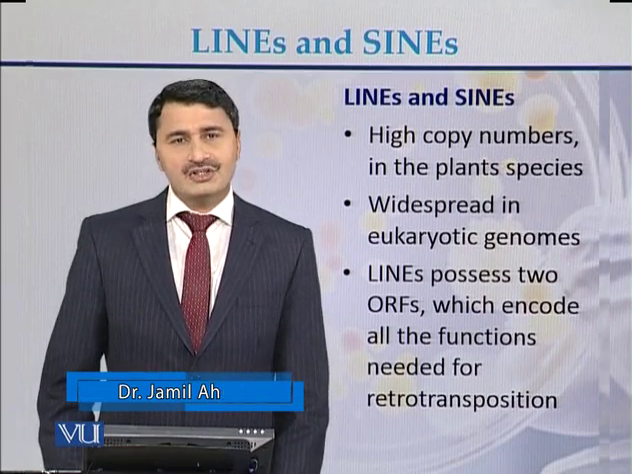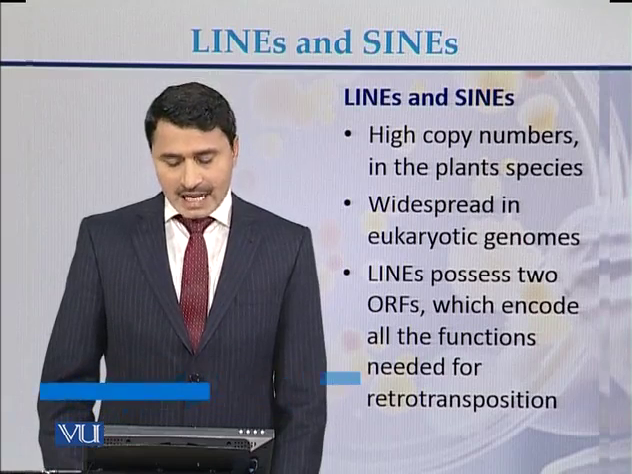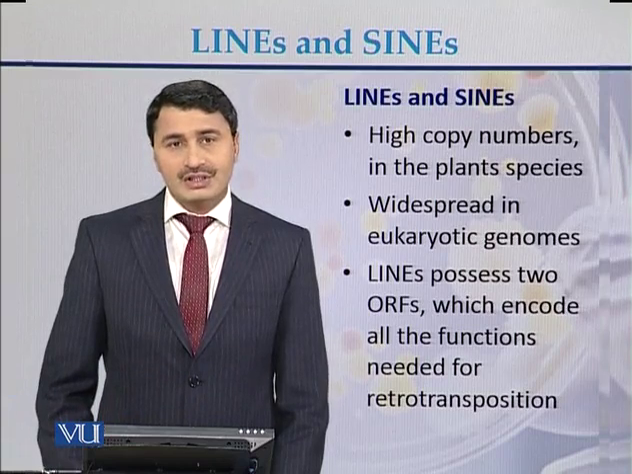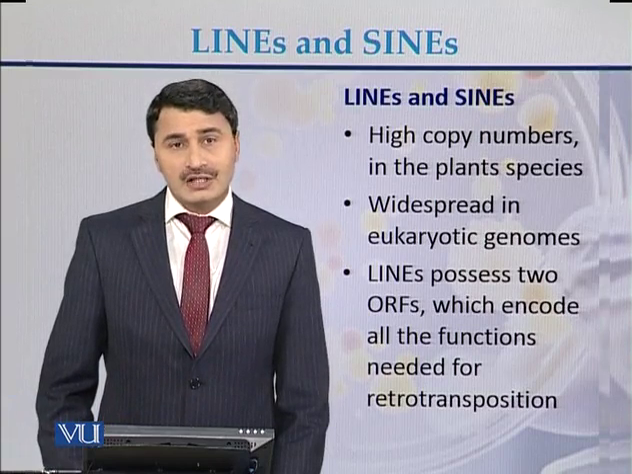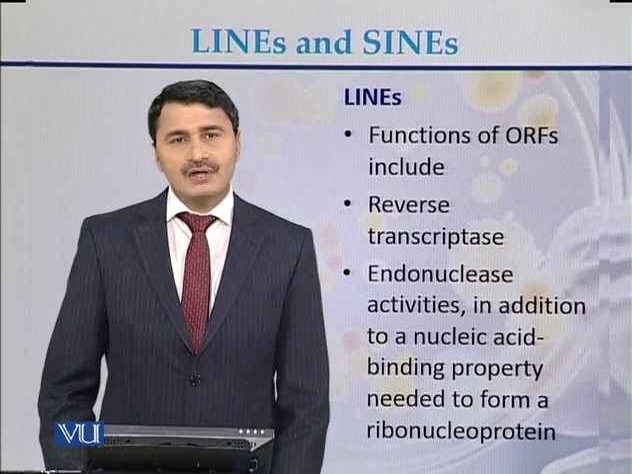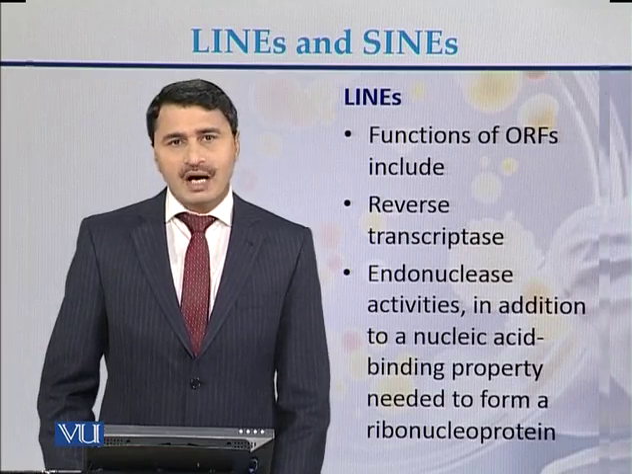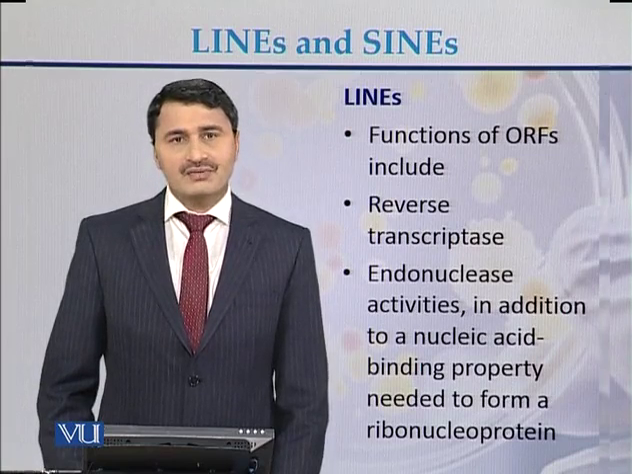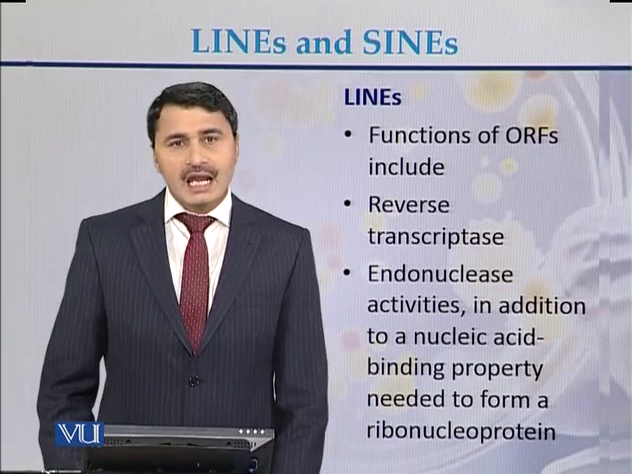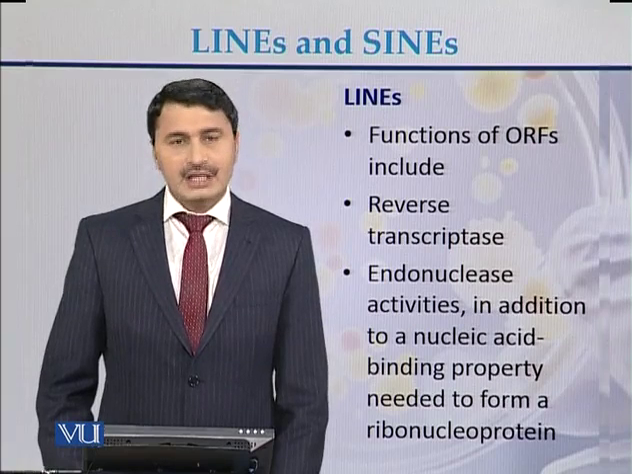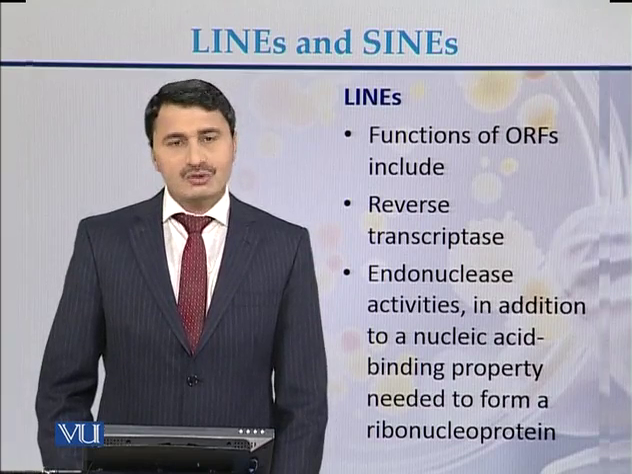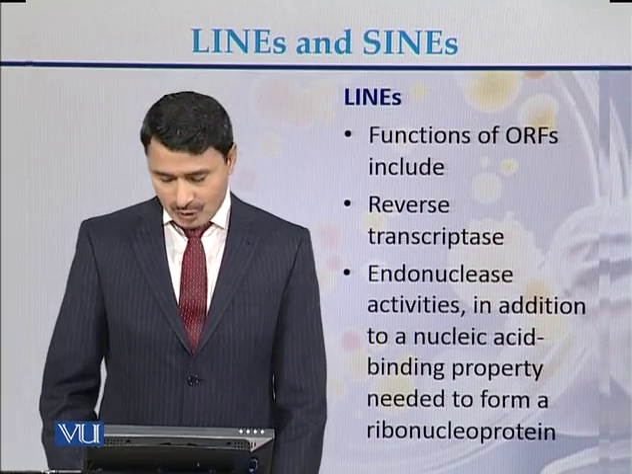If we look at the structure of LINEs, LINEs possess two ORFs which encode all the functions required for retrotransposition. What are the functions of the ORFs found in LINEs? The first function is reverse transcriptase and the second is endonuclease activity, in addition to a nucleic acid binding property needed to form a ribonucleoprotein.